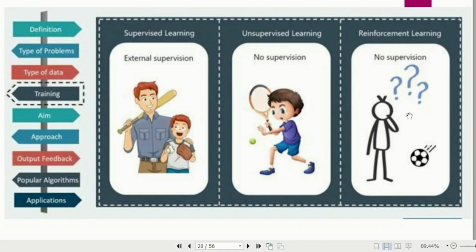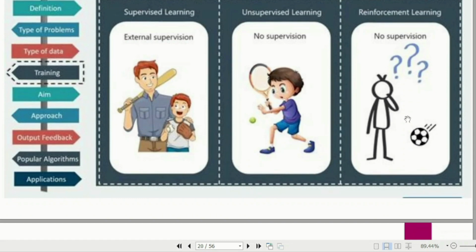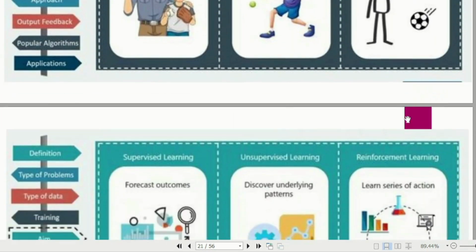Number three is reinforcement learning, and it has no supervision. It doesn't know anything, like a child. It will go through and learn with the experiences and the activities. So no predefined data. Training and testing phases have to go with its own experiences.